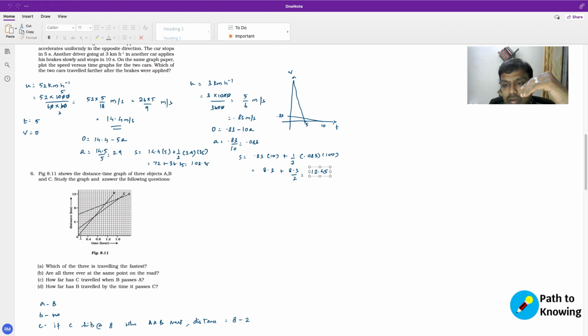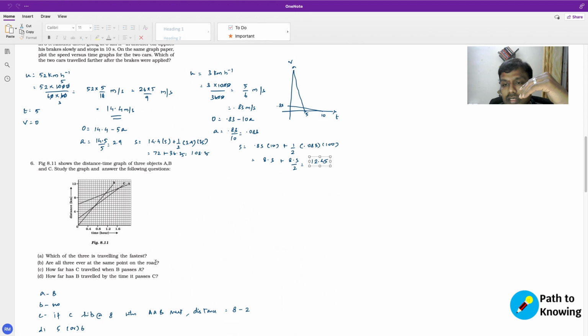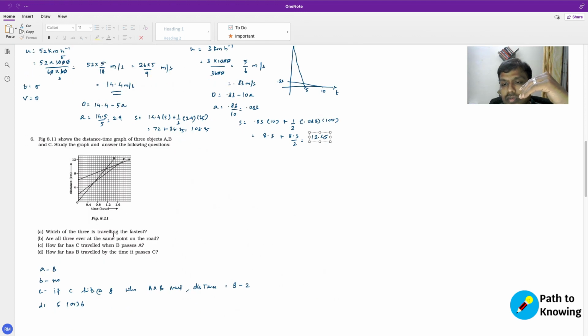So let's start answering each one question after the other. So the first question is, which of the three is traveling the fastest? So if you see here, this is car A. Car A is this particular line. Car B is from here, and car C is this.